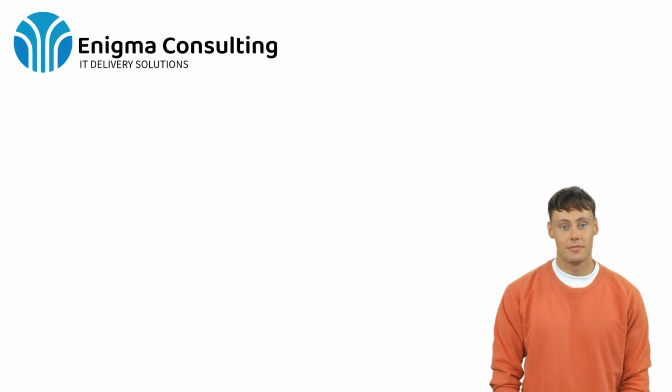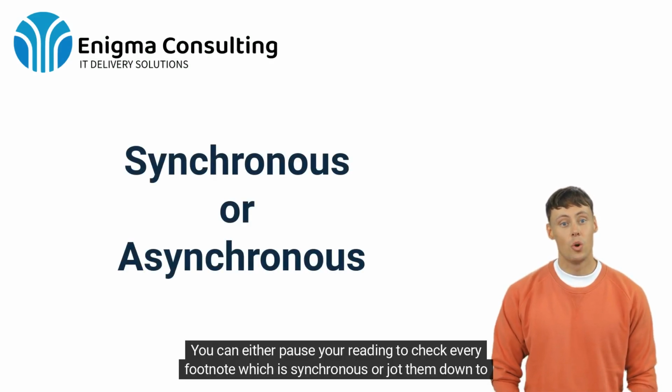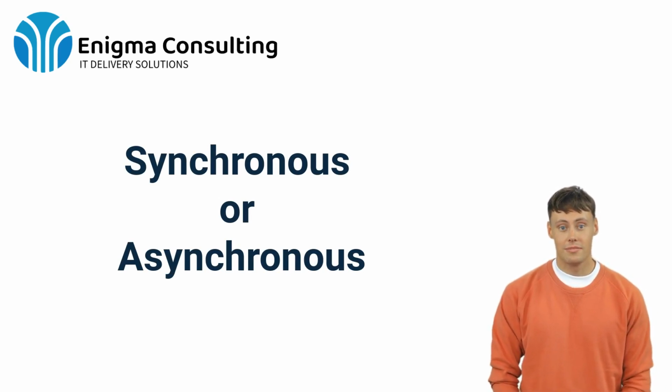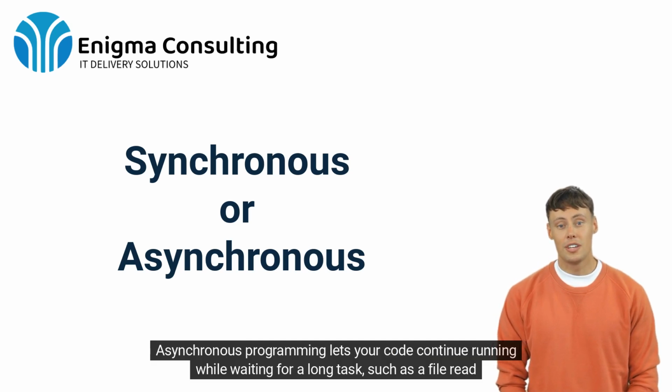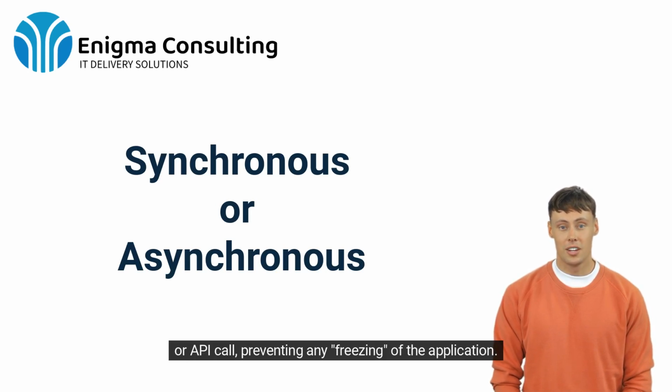Section 1. Understanding asynchronous programming. Imagine reading a complex book with footnotes. You can either pause your reading to check every footnote, which is synchronous, or jot them down to check later, which is asynchronous. Asynchronous programming lets your code continue running while waiting for a long task, such as a file read or API call, preventing any freezing of the application.